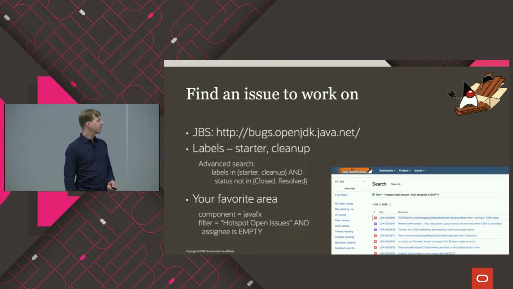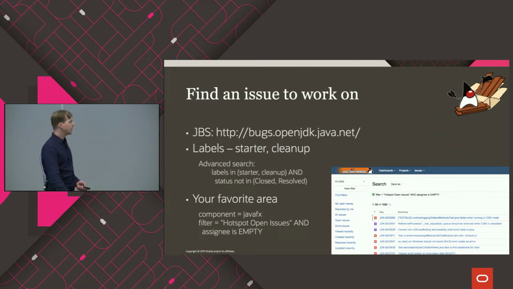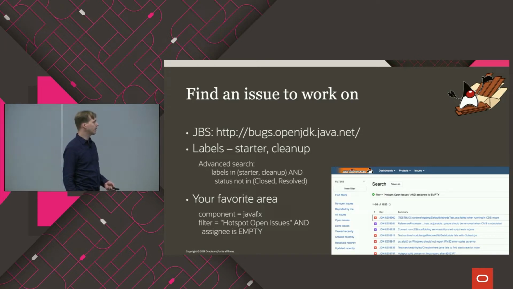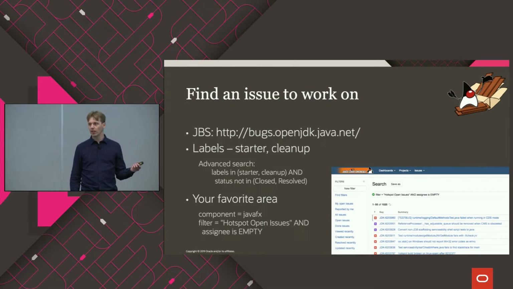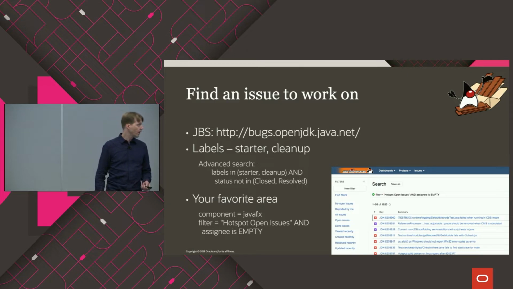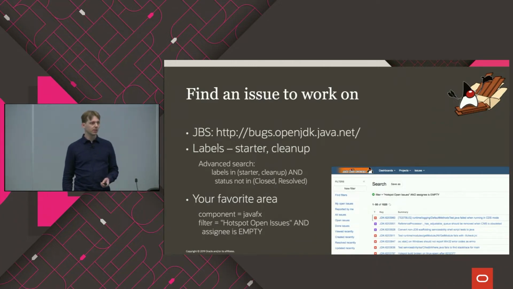So let's try to find something to work on. If you want to contribute, one way to get some stuff to work on is to go to the bug database. So the JDK bug system, JBS, is openly available, and here we have tickets for all the bugs and enhancements and everything that we work on within the OpenJDK project. You can query this database. It has a fairly advanced query language that you can use to find all kinds of different issues.